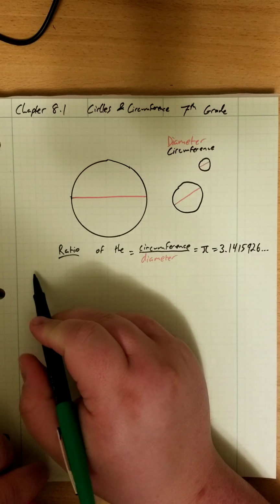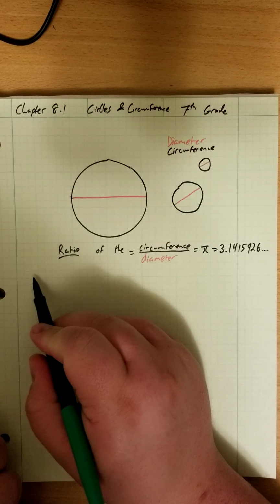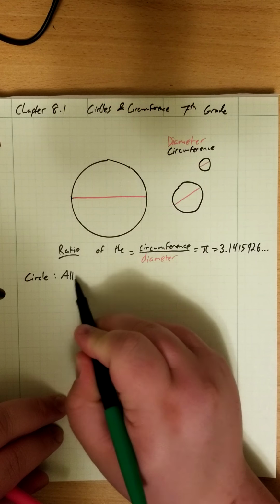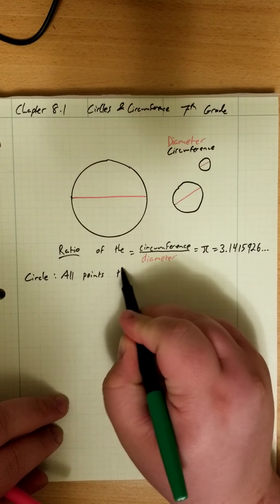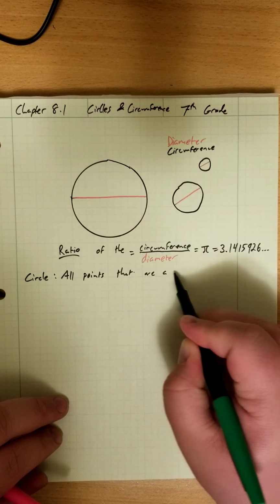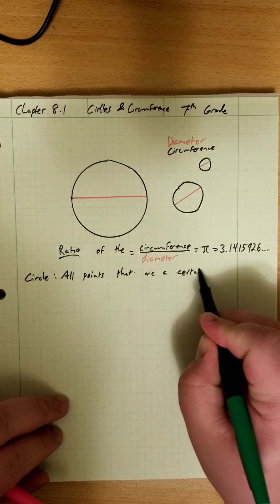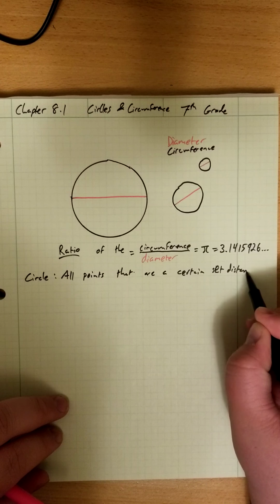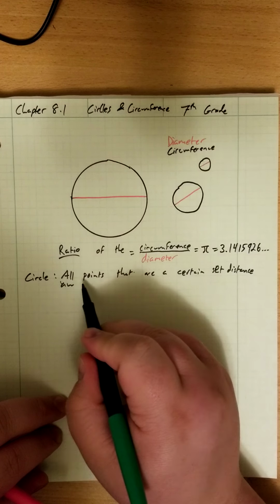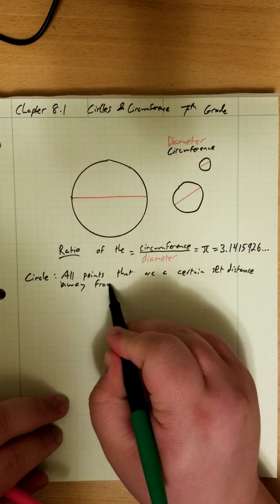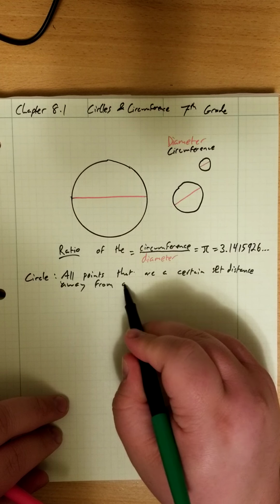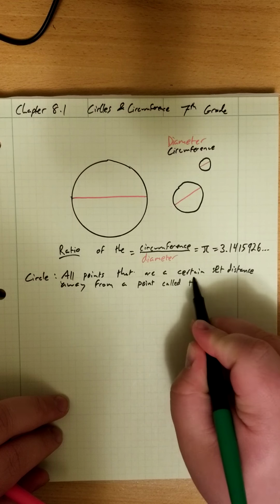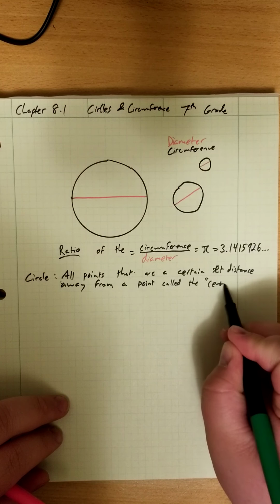Let's go ahead and talk about some vocabulary. So a circle is all points that are a certain set distance away from a point called the center.